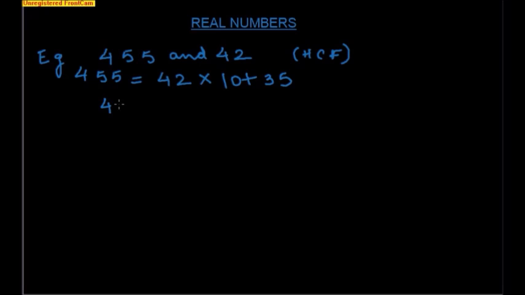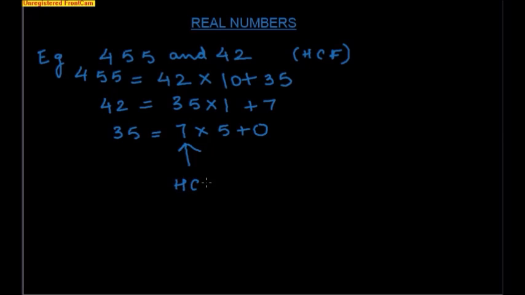Now here I write down 42. This number comes here and the remainder comes this side, into 1 plus 7. Now this 35 again will be written here and the remainder comes here, into 5 plus 0. And this number is the HCF. I will explain this example in another way, as we all are aware how to find the HCF by division method.